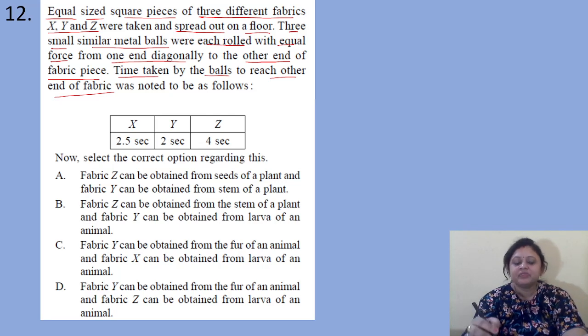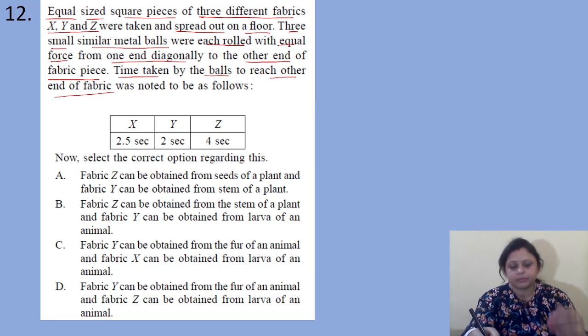Options are: A, fabric Z can be obtained from seeds of a plant and fabric Y can be obtained from the stem of a plant. B, fabric Z can be obtained from the stem of a plant and fabric Y can be obtained from the larva of an animal. C, fabric Y can be obtained from the fur of an animal and fabric X can be obtained from the larva of an animal. D, fabric Y can be obtained from the fur of an animal and fabric Z can be obtained from the larva of an animal.